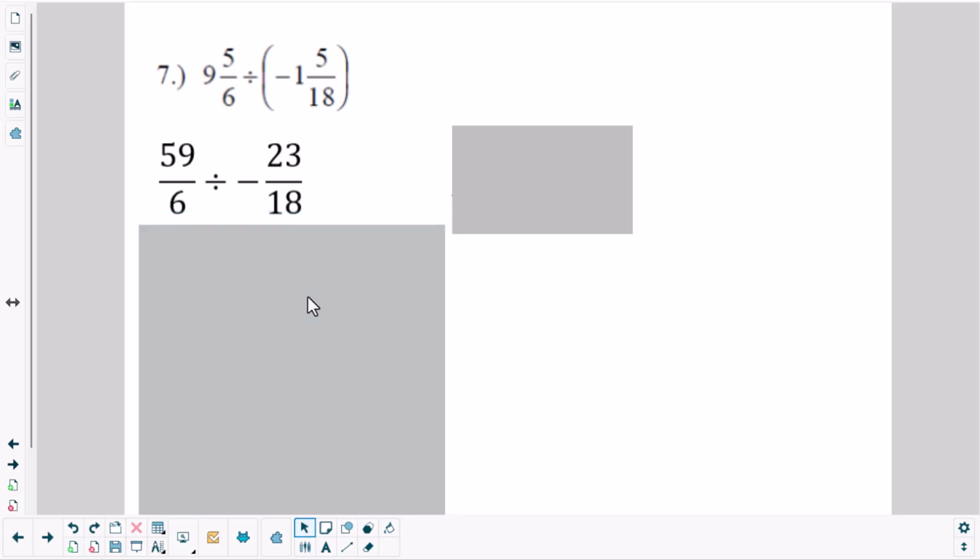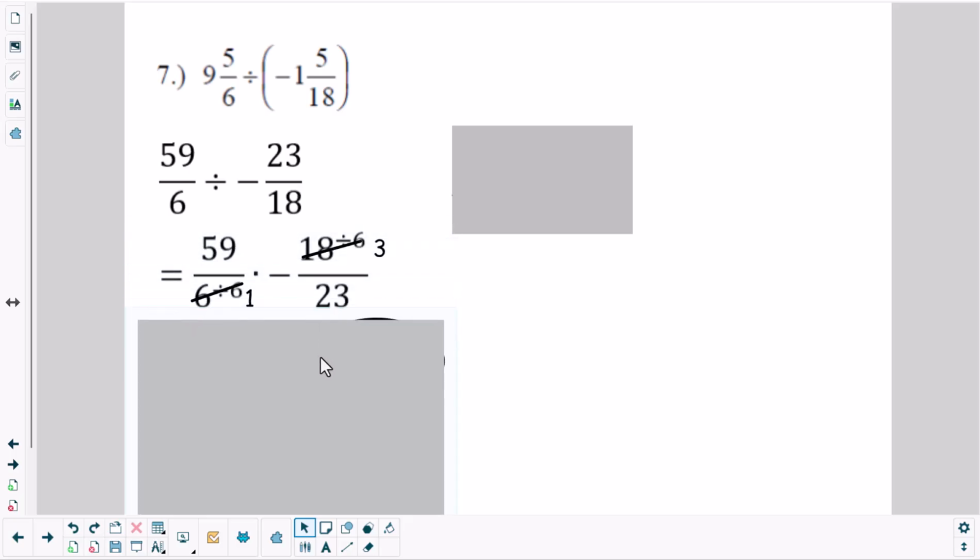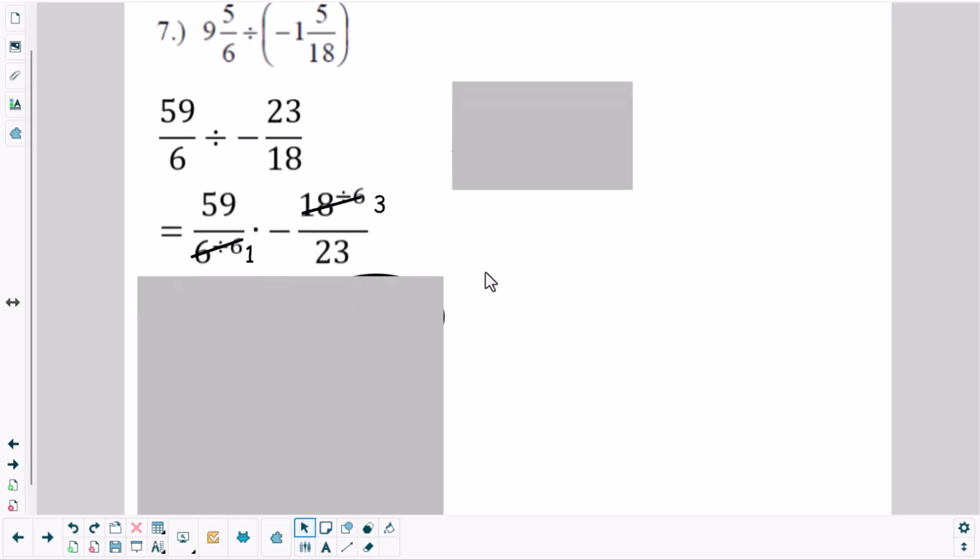Let's move ahead to number 7. Number 7, we have 9 and 5/6 divided by negative 1 and 5/18. Change those into improper fractions. So 6 times 9 is 54, plus 5 is 59/6, divided by 18 times 1 is 18, plus 5 is 23/18. Keep, change, flip. So keep 59/6, change division to multiplication. 23/18 becomes 18/23. Now 59 and 23 do not reduce by anything, but 18 and 6 both divide by 6. 6 divided by 6 is 1. 18 divided by 6 is 3.